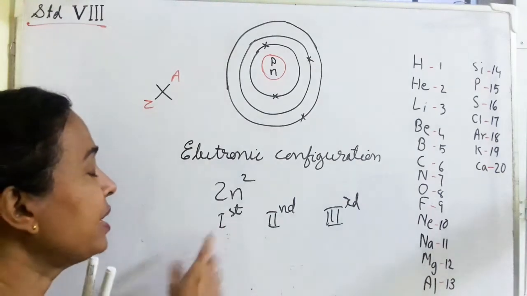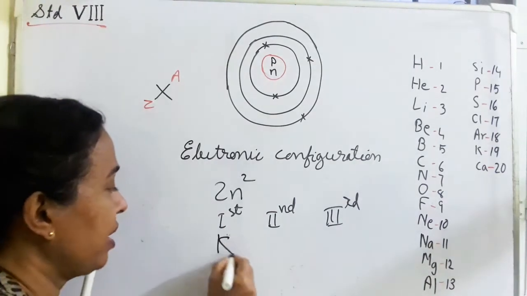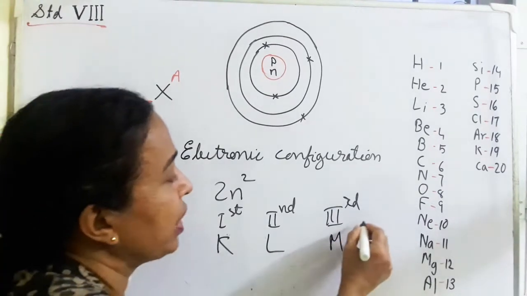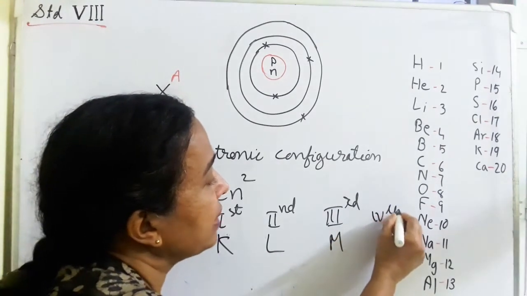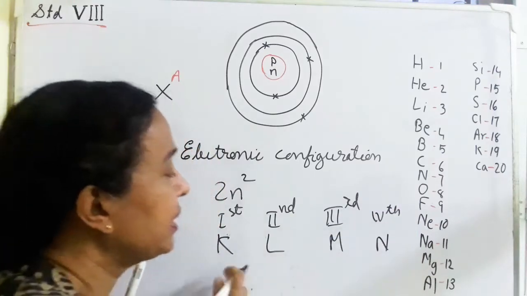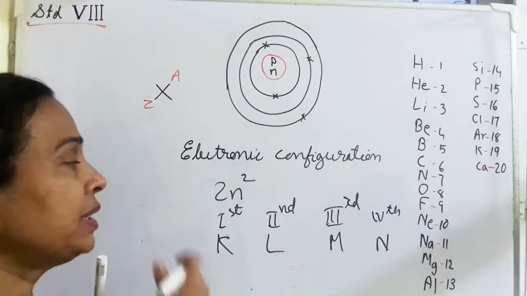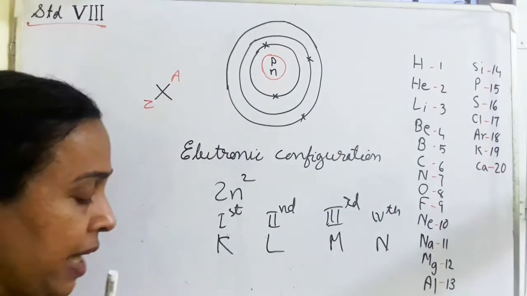Okay, so the first shell is named the K shell, the second shell is named the L shell, the third shell is named the M shell, and the fourth shell is named the N shell. These are the names for the various shells. So we are going to see how these electrons are arranged in different shells.